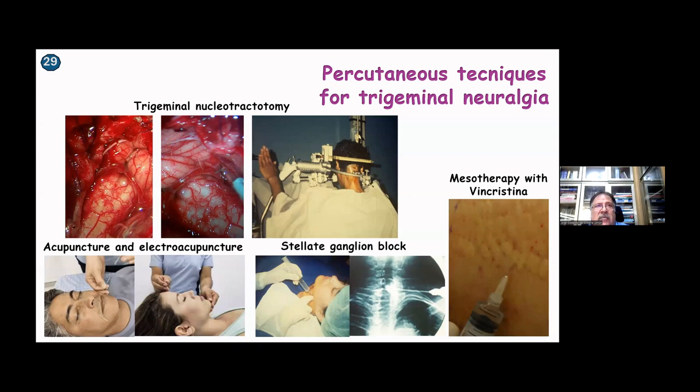And stellate ganglion block is useful for postherpetic trigeminal neuralgia, and it's very important to perform in an ambulatory setting. Mesotherapy with vincristine or similar is similar to chemical neurolysis. It's very interesting.